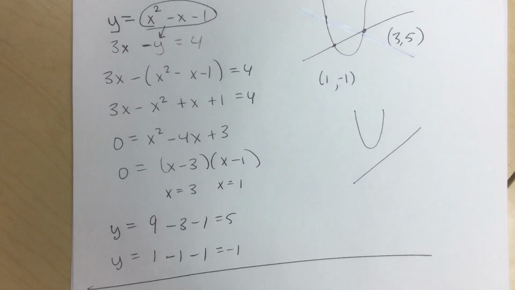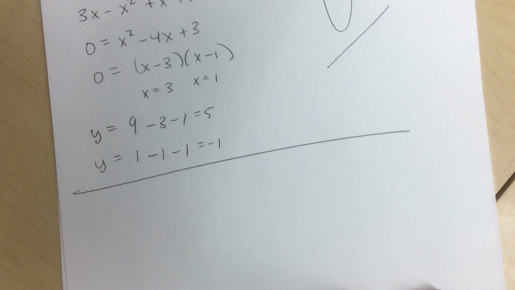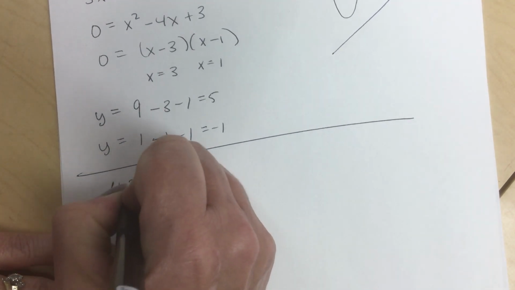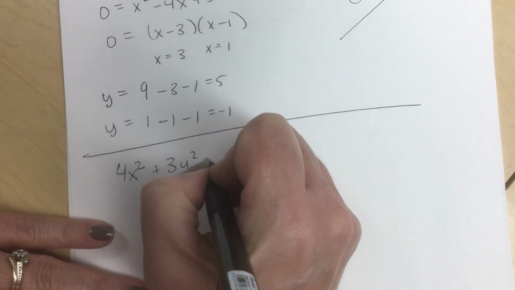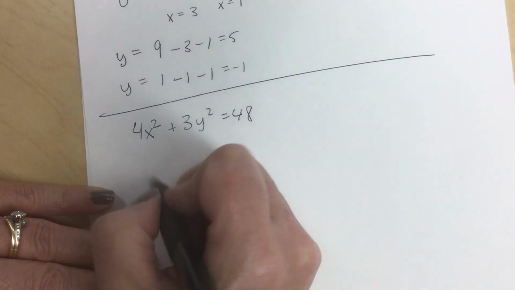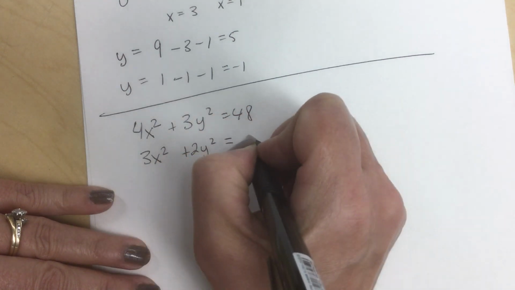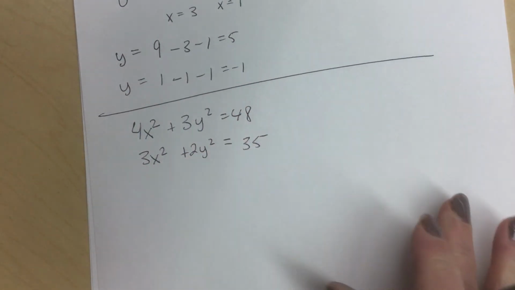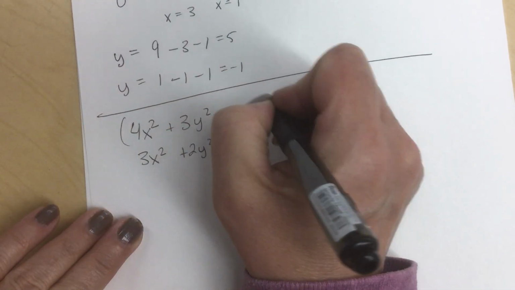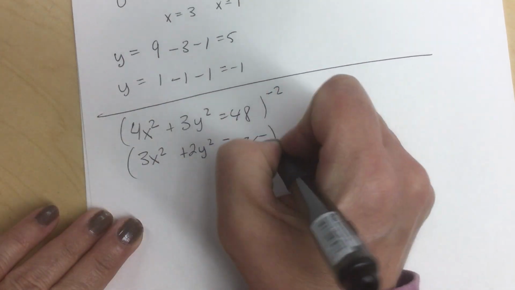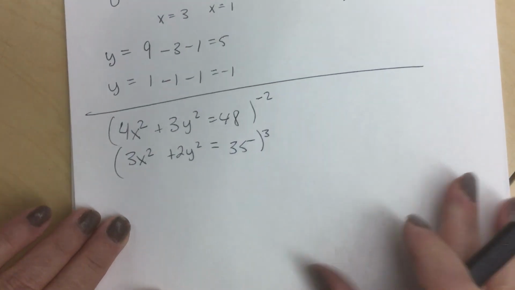Some of them, though, you can do with elimination, which I prefer, so I like that. So let's say you have 4x squared plus 3y squared is equal to 48, and 3x squared plus 2y squared is equal to 35. So I need to get my x squares or my y squares to cancel out. So I could multiply this top equation by a negative 2 and the bottom equation by 3. That would give me a negative 6y squared and a positive 6y squared.